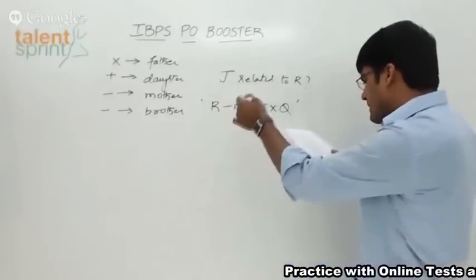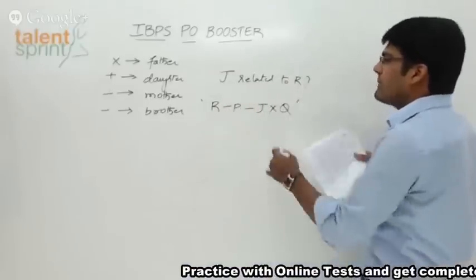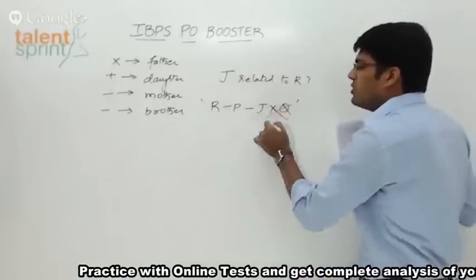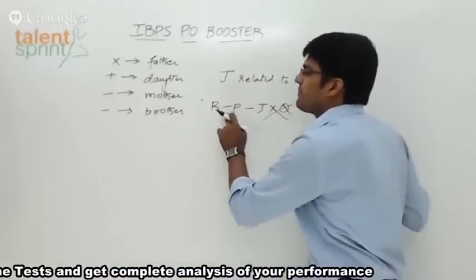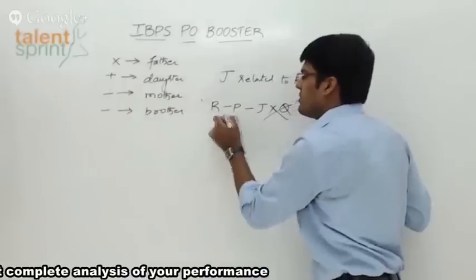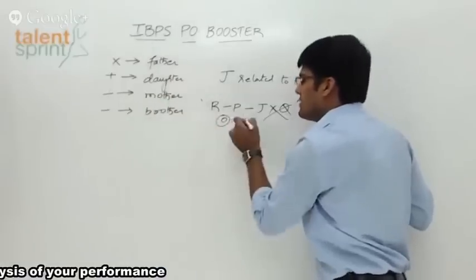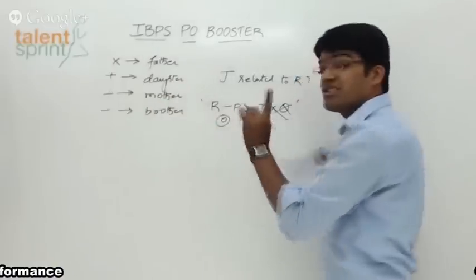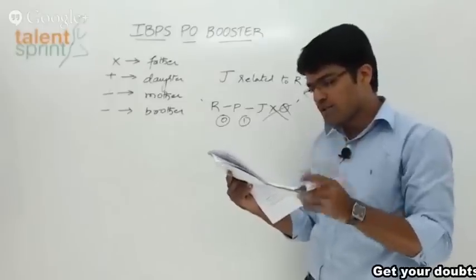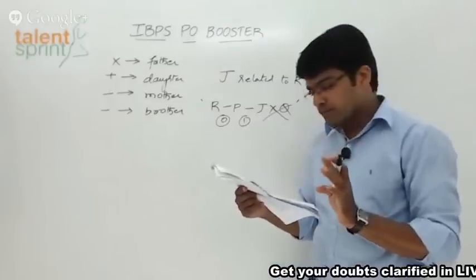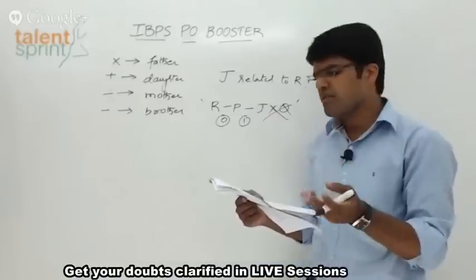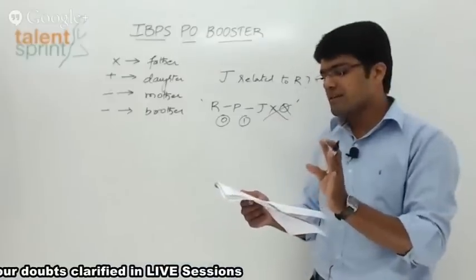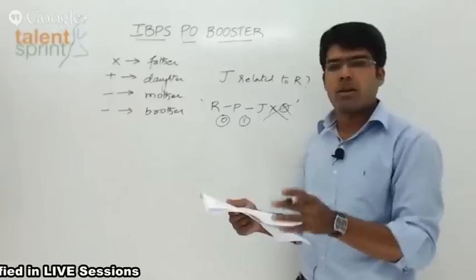So R minus P division J into Q, right? How is J related to R? Forget about Q. Q is not required. We want the relationship between J and R. Minus means what? Brother, 0. Division means what? Mother, so 1. That means between J and R, the generation gap has to be 1. If you look at the options, son and daughter possible, nephew is possible, niece is possible, grandson is not possible. Fourth option is ruled out, fifth option, none of this may be possible. So first option, second option, third option, all are possible.